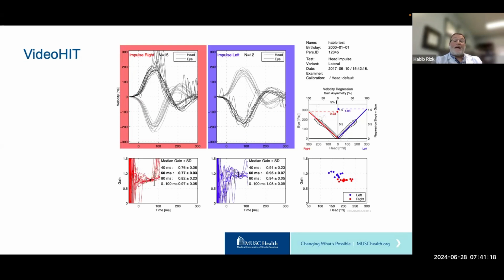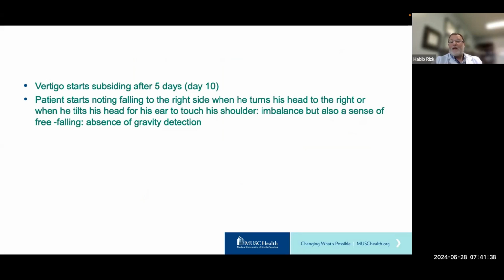And this is what my head impulse test looked like on the first day of the bad vertigo, where the gain was starting to go down. I was still at 77%, so normal by the current standard, 80 is usually the cutoff, and a beginning of saccades that are starting to occur. The nerve was not completely degenerated at that point.